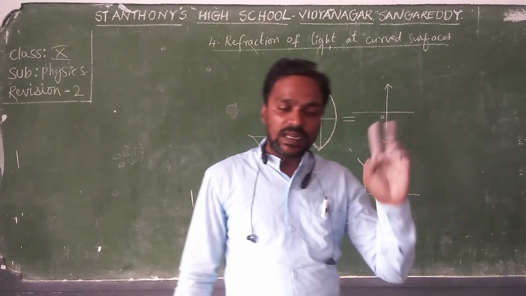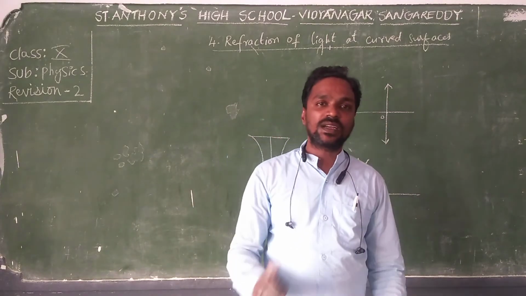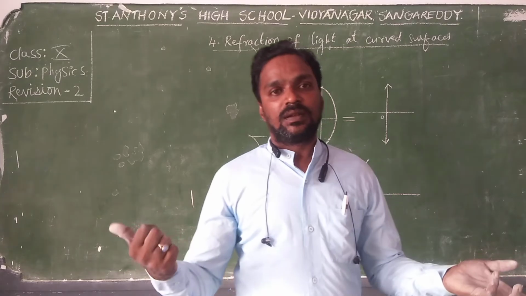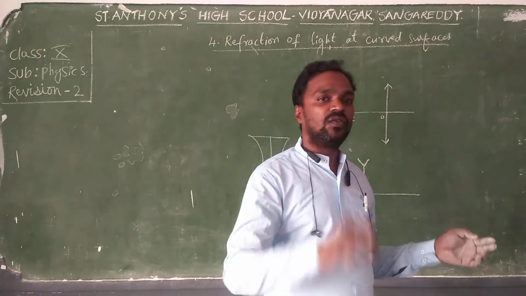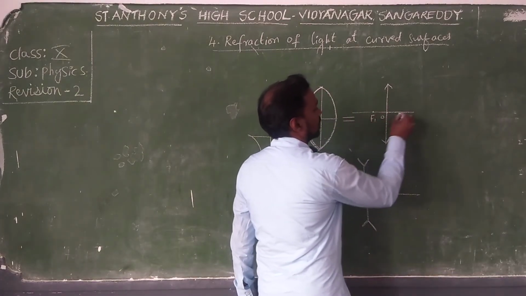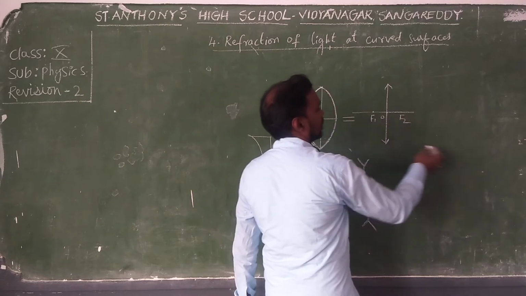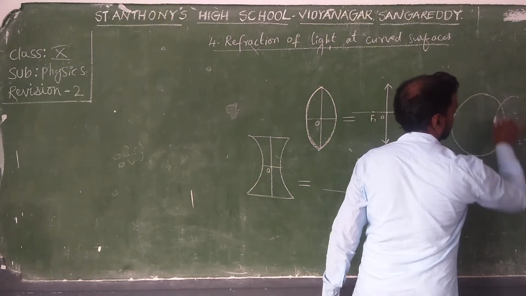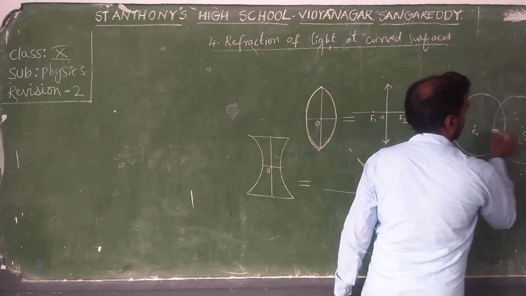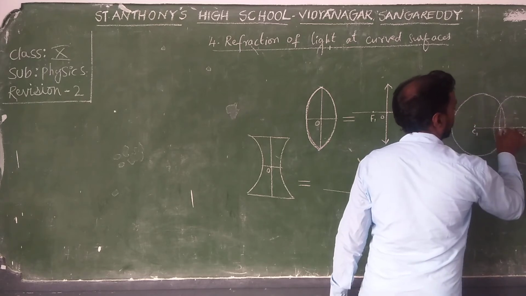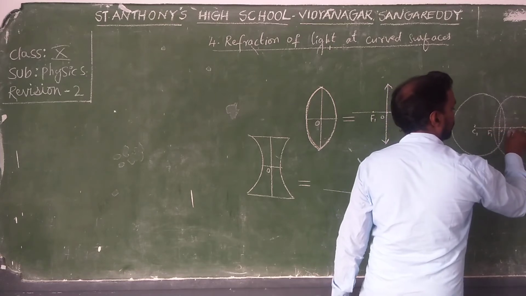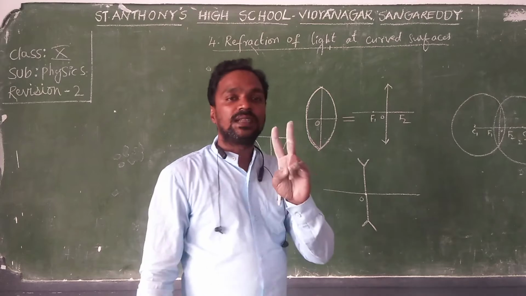For these lenses we have two foci. In the previous chapter, we wrote focus with capital F. Here we have two foci, F1 on this side and F2 on this side, and two centers of curvature. Why? Because it has two spheres. This sphere has C1, suppose this is C2, and if we join them, this will become the optic center, and from here you have F1 and F2, two foci.